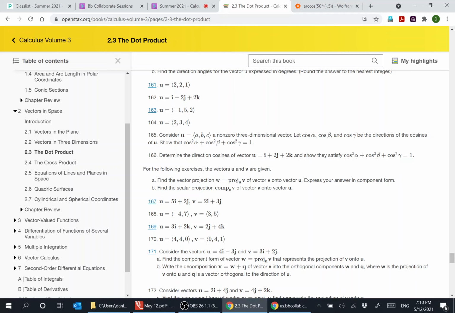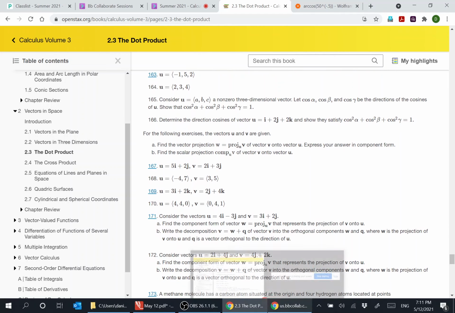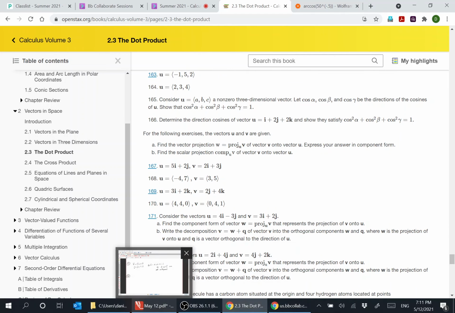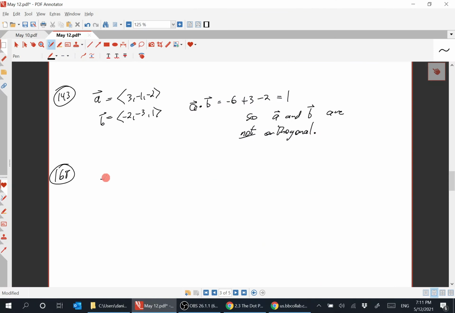Find the projection of U onto V. A, find the vector projection W equal to the projection of V onto U. Express your answer in component form. B, find the scalar projection, that's just the length of W, of vector V onto vector U. So here we've got two vectors, (-4, 7) and (3, 5). That's U and V.